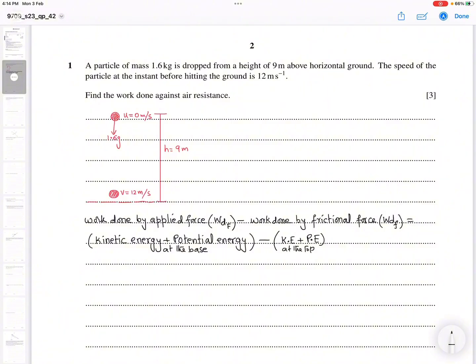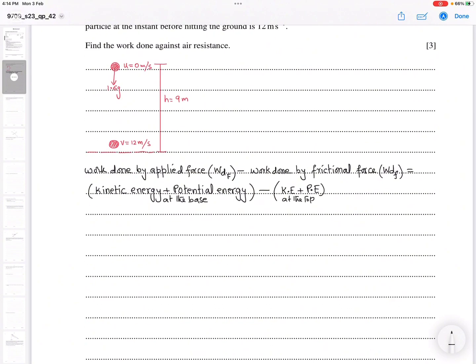So now we will write down all the values in this formula. So when we drop the particle, there would be no applied force. It means work done by the applied force is 0. So our formula shapes something like this. First let me write its shape.